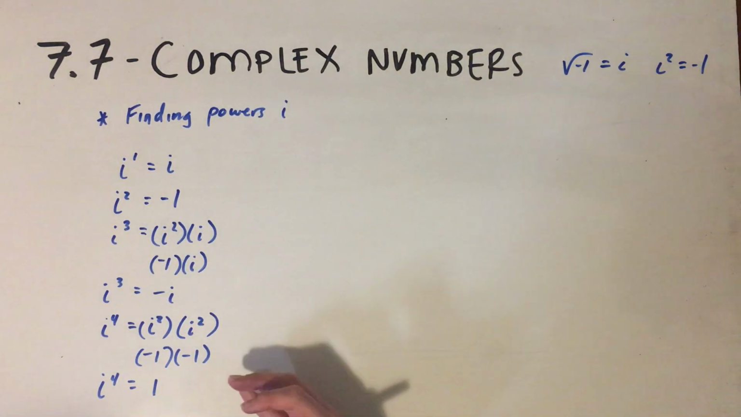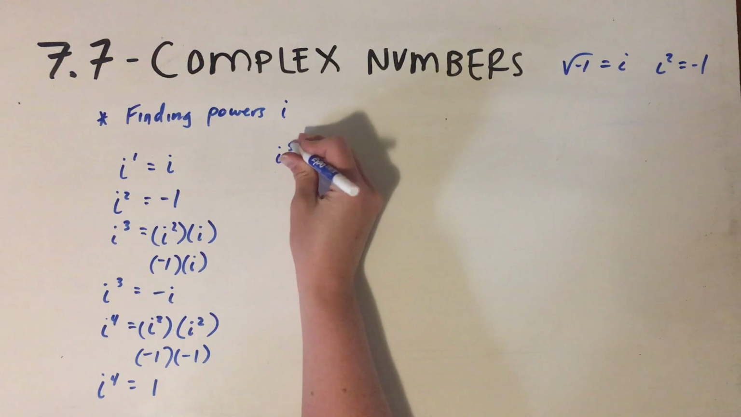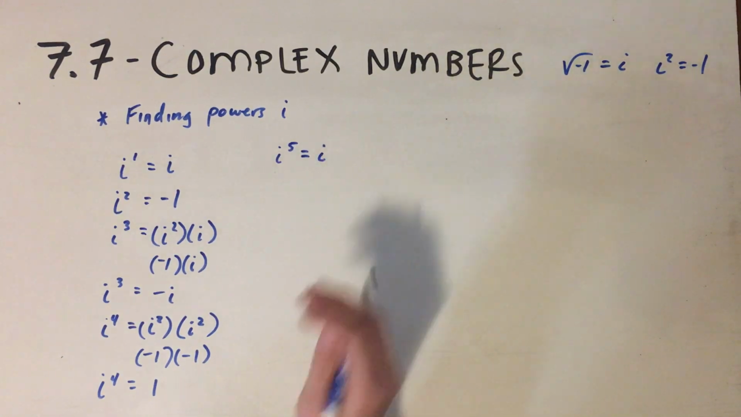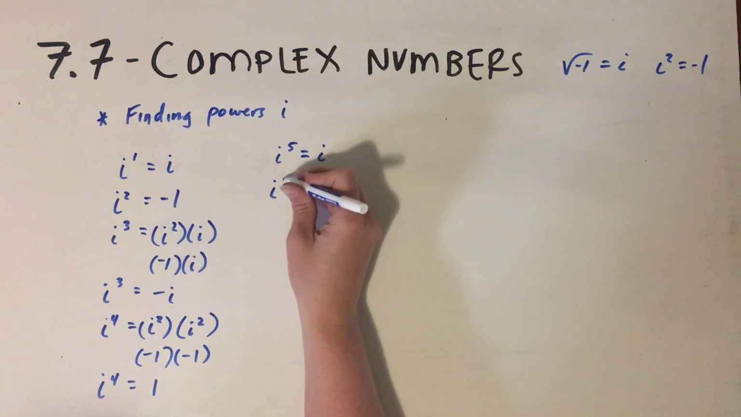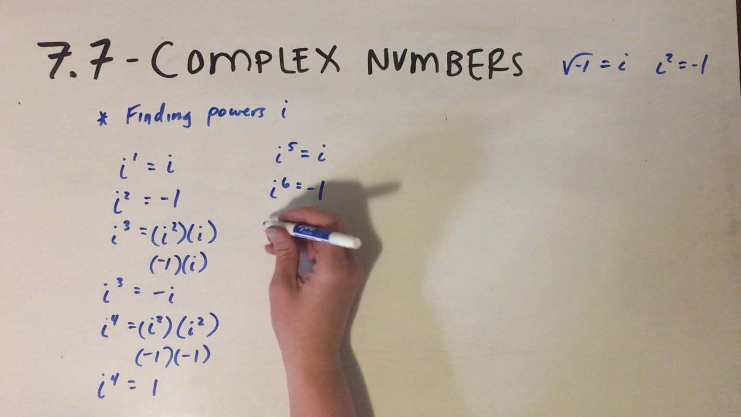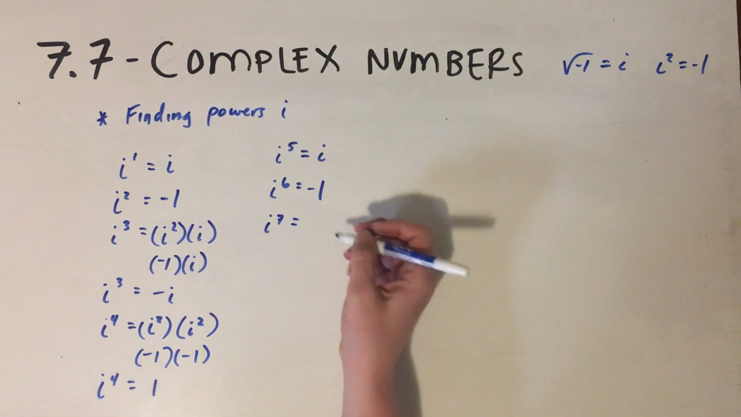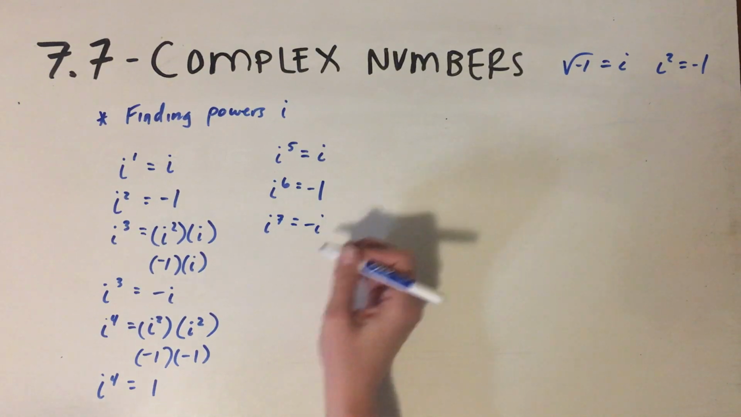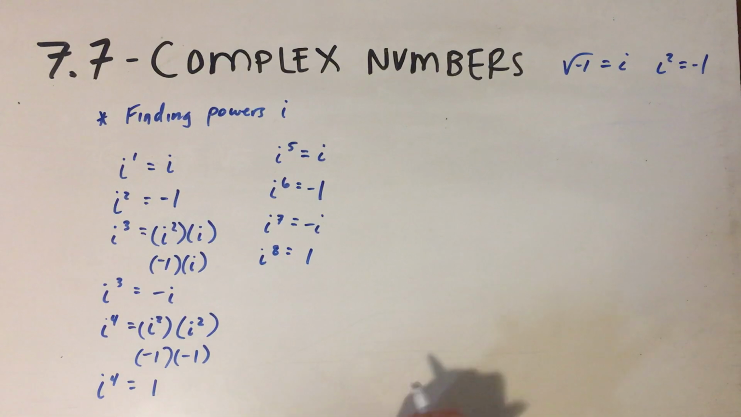So again, this pattern is just going to keep repeating. If I want to know what i to the fifth power is, it's just going to be i, because I'm just going to go round and round with this pattern. i to the sixth will be -1. i to the seventh will be -i. i to the eighth will be 1. Let's see if we can figure out why.